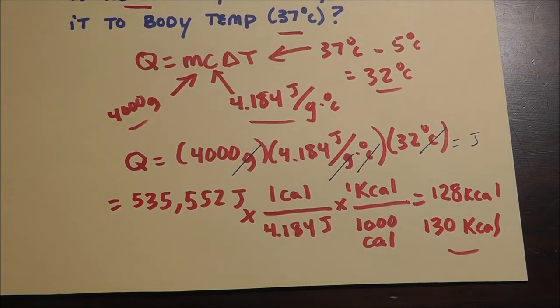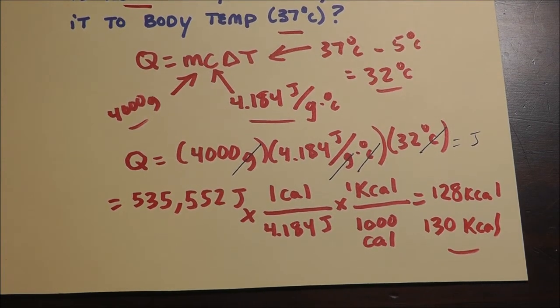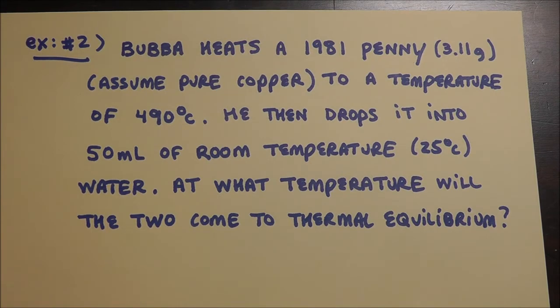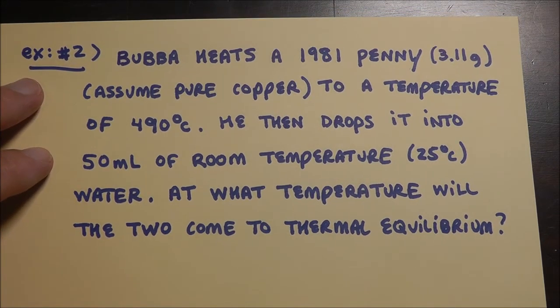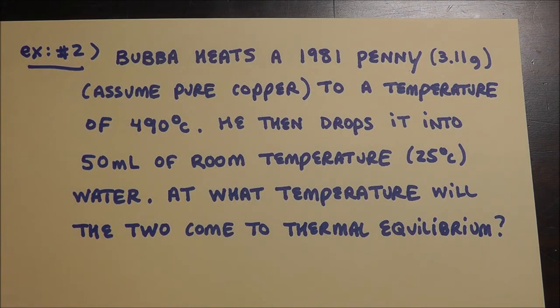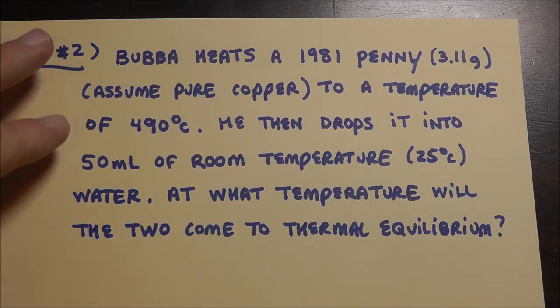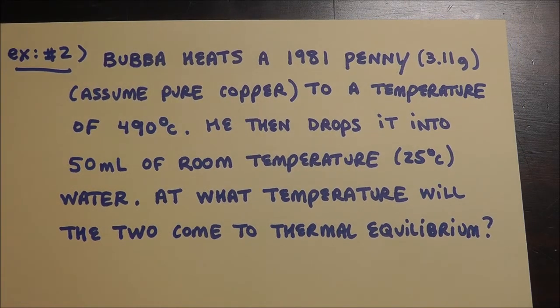So, all right, that was a relatively easy one. Let's do a bear of a problem next. All right, just look at all those words. So what's going on here is Bubba is lucky enough to have a 1981 penny. Now, if you know anything about pennies, or you collect coins, and if you don't, that's fine, I'll bring you up to speed here.